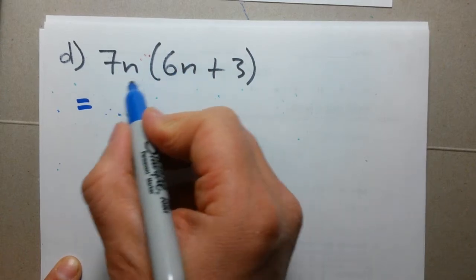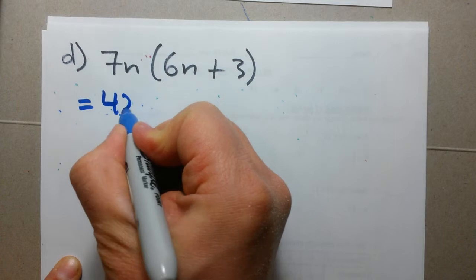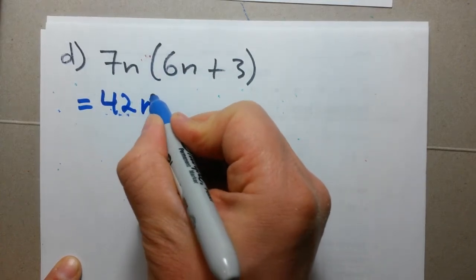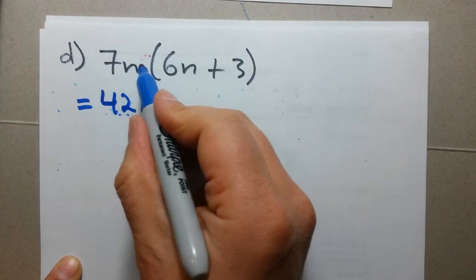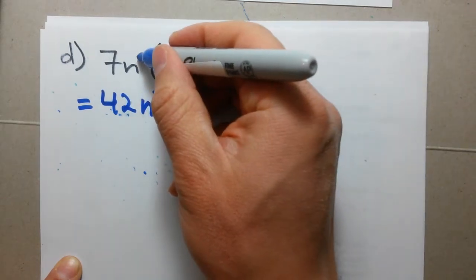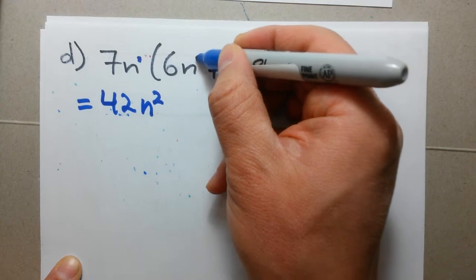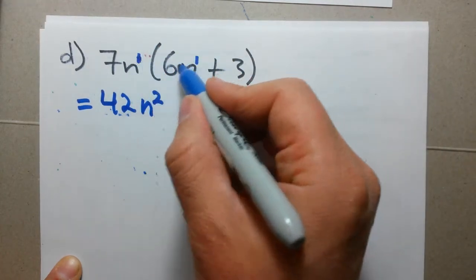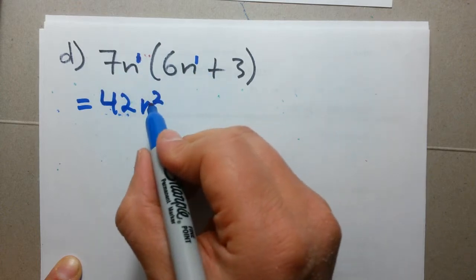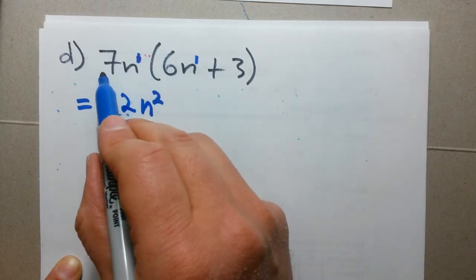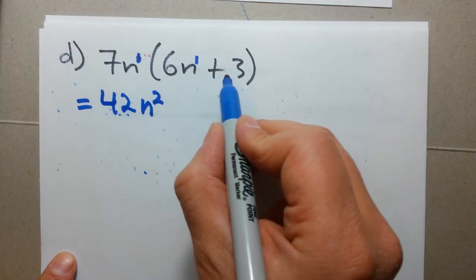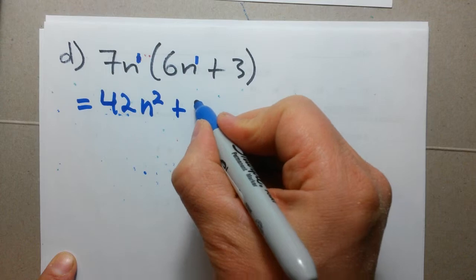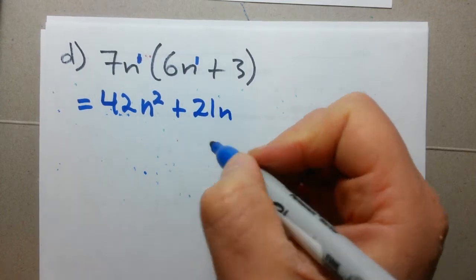So 7 times 6 gives us 42. We have to take care of the n's. So n times n is n squared. We add the exponents. So we always, if there's nothing written, we assume that there's an exponent of 1 on each of these. So when you multiply, you add the exponents of the variables. Okay, next, 7n times positive 3. Positive times positive, positive. 7 times 3, 21n.